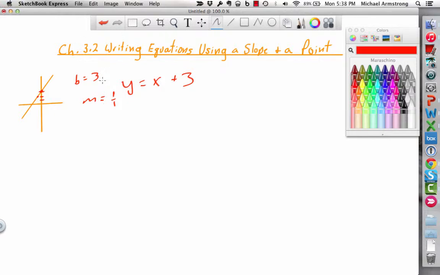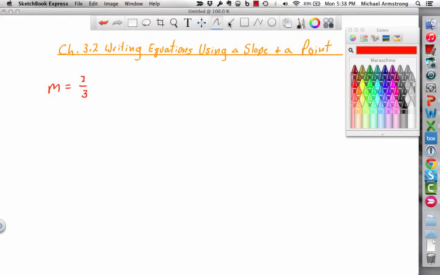Well, today we're not starting with a graph. We're starting with just information. We're starting with some data, and we want to know, can we write an equation just using that? And we can, and I'll show you how. So first they're going to give us a slope. M is equal to 2/3.